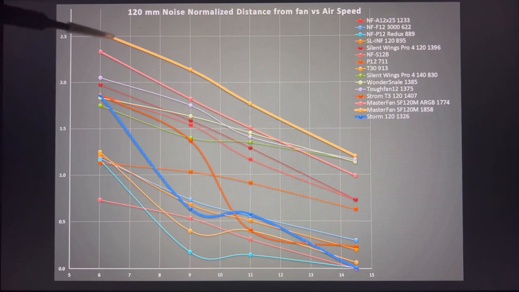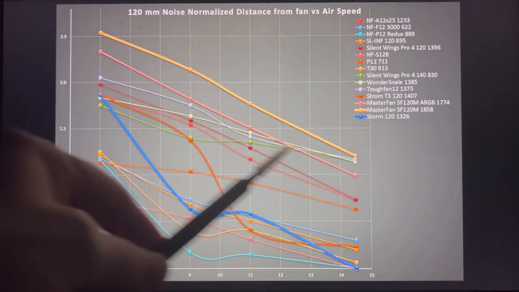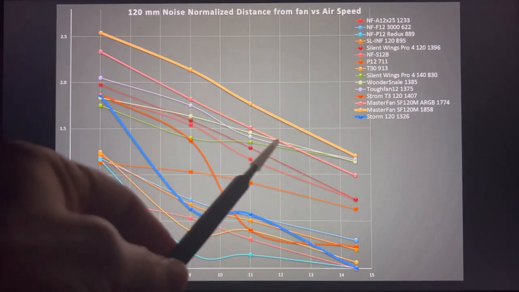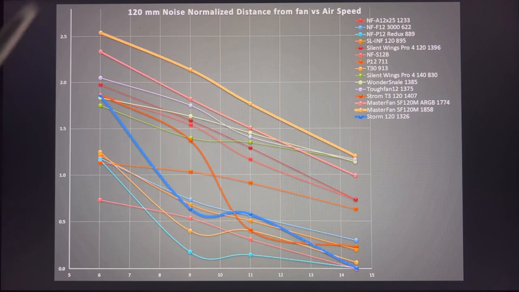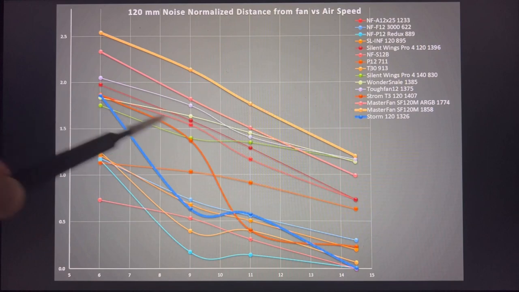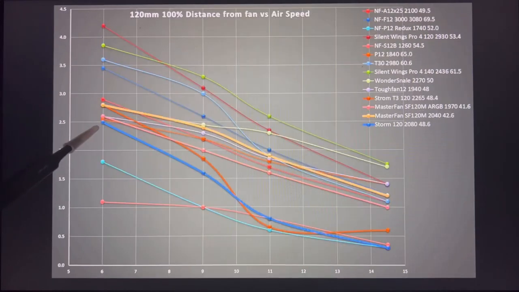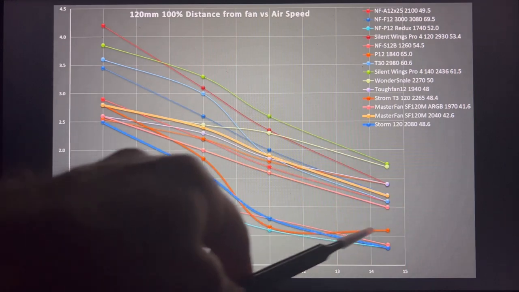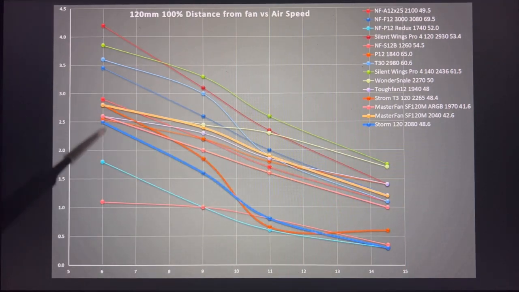The Master fans look to be doing excellent in these noise normalized results as case fans. Other notable notes are the Tough Fan 12. It's doing quite well. The Wonder Snail is in there doing very well indeed. And we have the, this is the A12X25, which is a good result, but clearly there are better fans now. The Storm is right here. It's pretty much at the bottom. You have the Storm T3, also pretty much at the bottom.